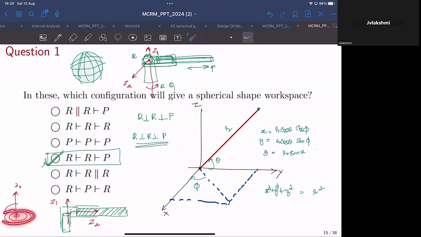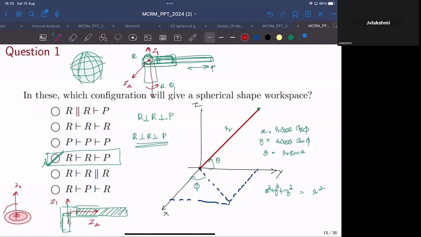It'll look like concentric circles, right? And the plane of the circle is normal to Z1. For example, when this prismatic joint is fully extended, you will get the largest circle. And if the prismatic joint is fully contracted, you will get the smallest circle. So it will be a circle for now when you have R perpendicular to P. Now we have one more joint that is again R, also perpendicular to this R. But how would you attach this R joint? The workspace depends on how you attach it. It should be perpendicular to this prismatic joint.